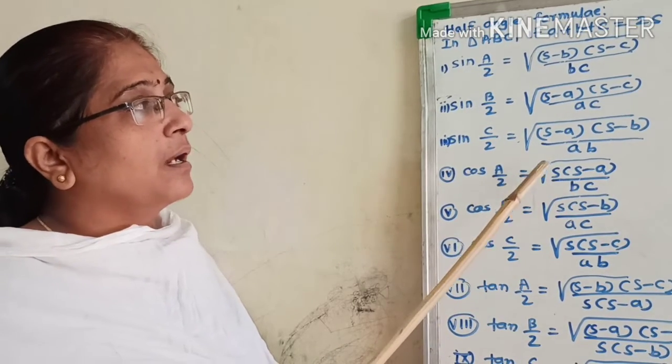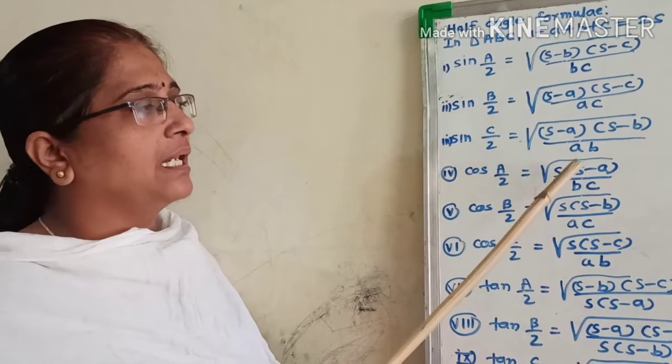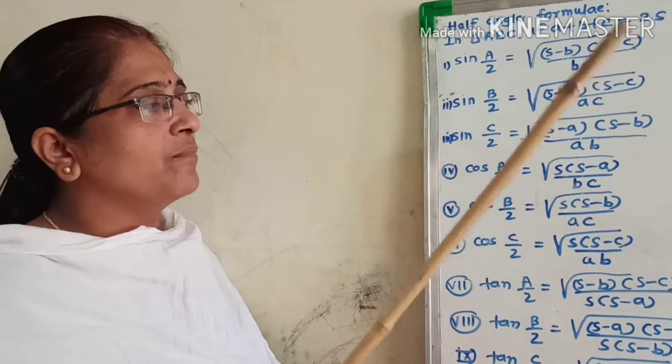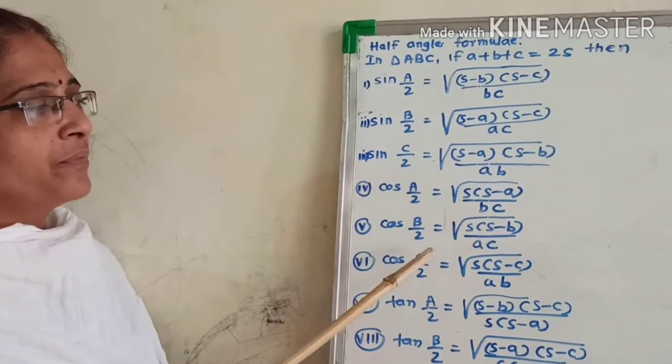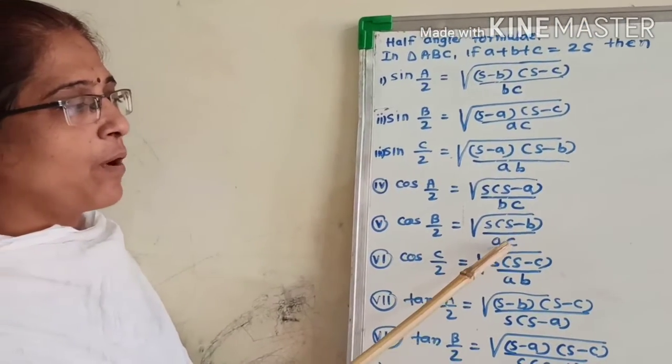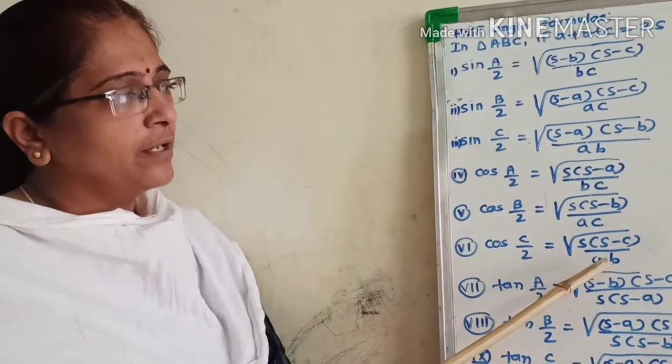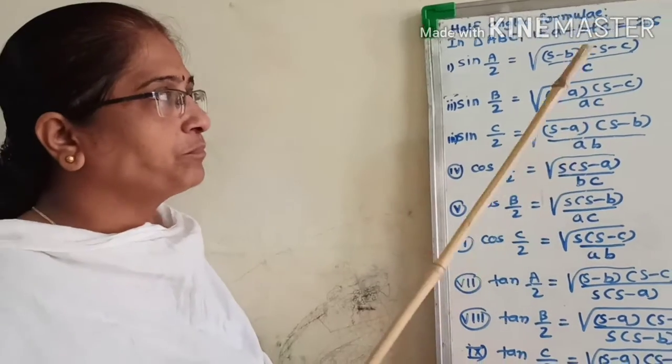अभी यहाँ पे साइन में हमने A को स्किप किया था, लेकिन यहाँ पे कॉस में देखो s into (s minus a) upon bc, है ना. तो cos B by 2 क्या आएगा, s into (s minus b) upon ac. cos C by 2 क्या आएगा, s into (s minus c) upon ab, है ना.